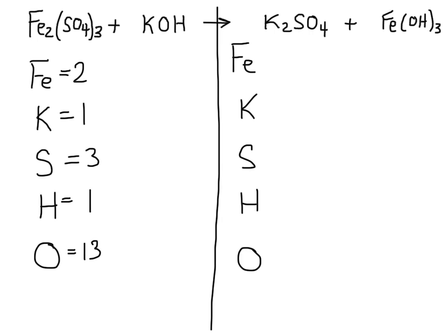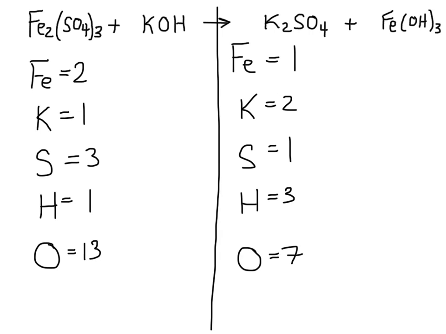Now let's count up the other side. So we have just the 1 iron here. We have 2 potassium. So here's our K with the 2 next to it, so it's 2 potassiums. We just have 1 sulfur. We have 3 hydrogens, so here's the 1 hydrogen inside the brackets, and we're multiplying that by 3, so there's 3 hydrogens. And then finally we have 3 oxygens over here, so 1 oxygen times 3, plus these 4 oxygens over here, so that's 7 oxygens.